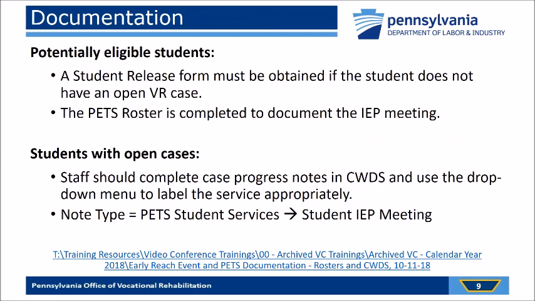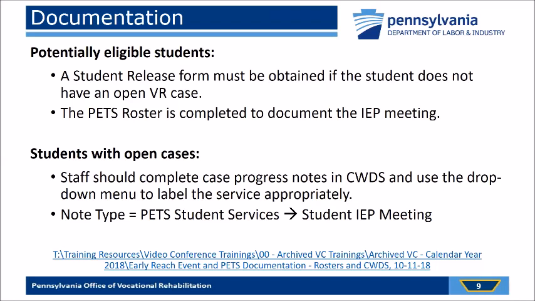All right, so how do we document an IEP meeting? We have two different ways that we can do this, and it's really based upon who the student is. So if they are a potentially eligible student, they don't yet have an open case with OVR, then we're going to need to get a student release form, and we're going to need to complete the PETS roster. Both of those documents are then used to put information into CWDS to show that you are at an IEP meeting for a potentially eligible student.